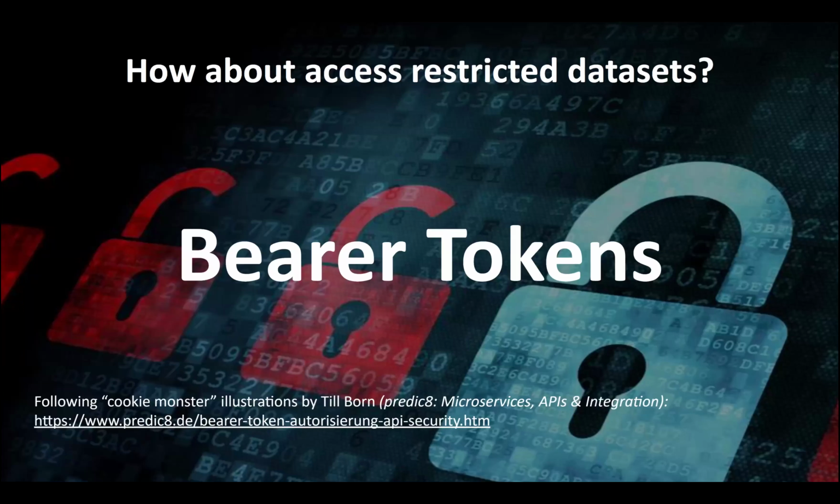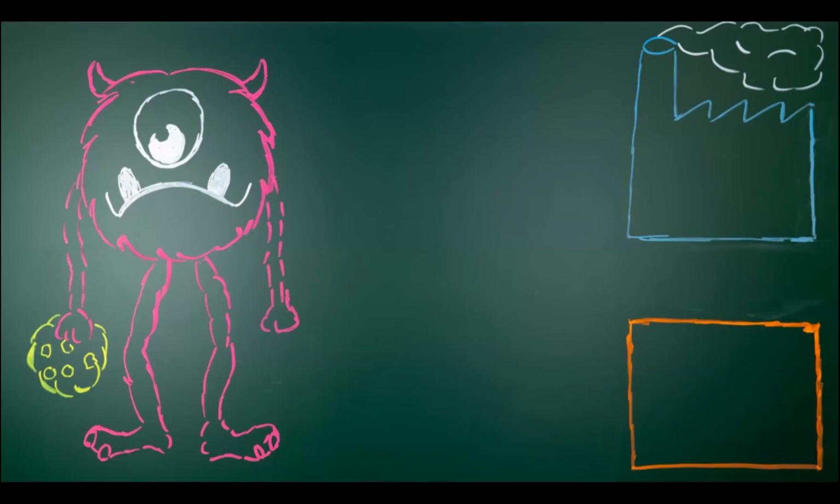So to explain how it works, you cannot send the username and password with your script. That's impossible also for security purposes. So there's another mechanism, and that's called bearer tokens. And that's what I quickly show you by an example with the cookie monster. The cookie monster just wants to get cookies from that factory there, and to get cookies, it needs to be authorized somehow by the factory.